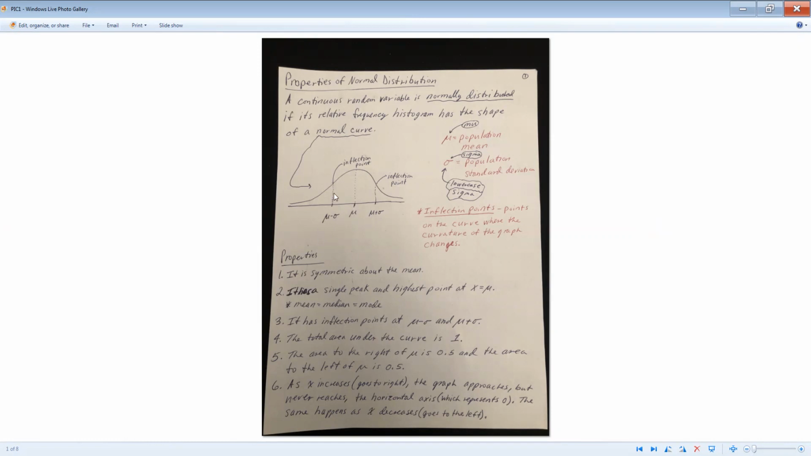So here is your normal distribution curve, rough sketch. Your mean is in the middle. That's Greek letter mu, represents the population mean. And then Greek letter sigma, that's lowercase sigma, represents the population standard deviation. So you have your mean in the middle.